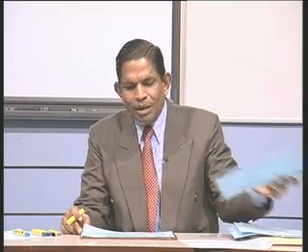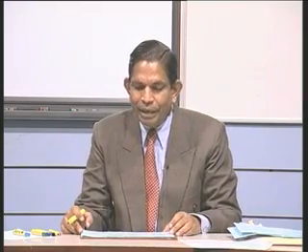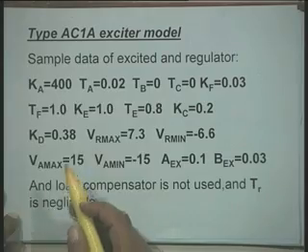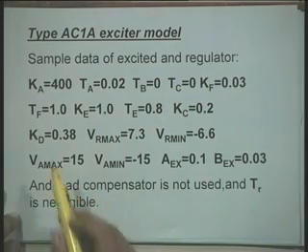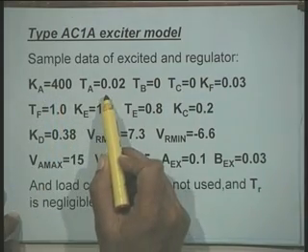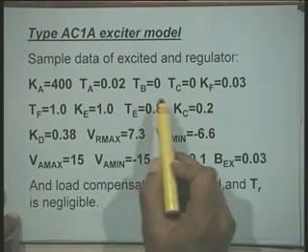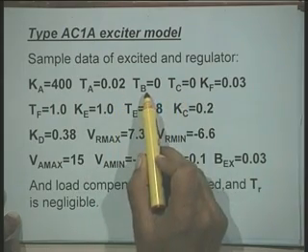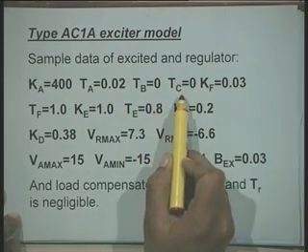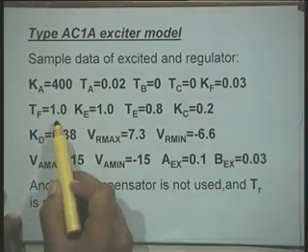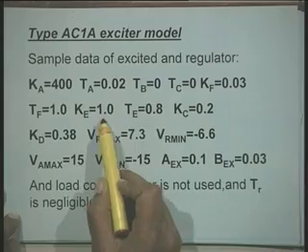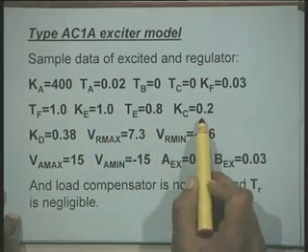The last model we will discuss will be the static excitation system, but before I talk about it, the typical parameters of the AC1A exciter model are given here: KA 400, TA 0.02. In this particular case, TB and TC are set to 0, which means the compensator is not required. KF is 0.03, TF is 1.0, KE is 1, TE is 0.8, KC is 0.2.